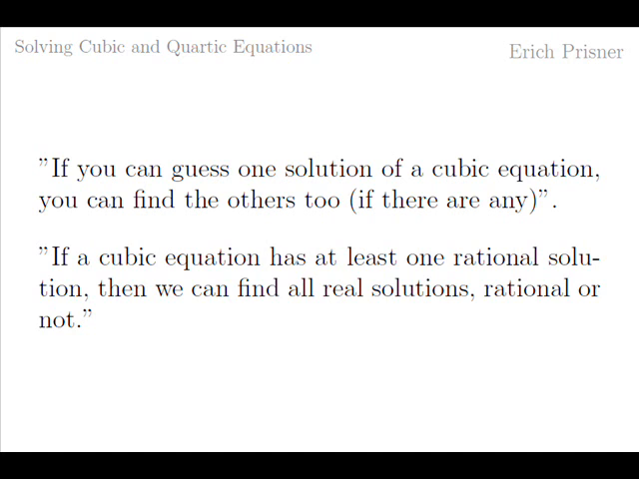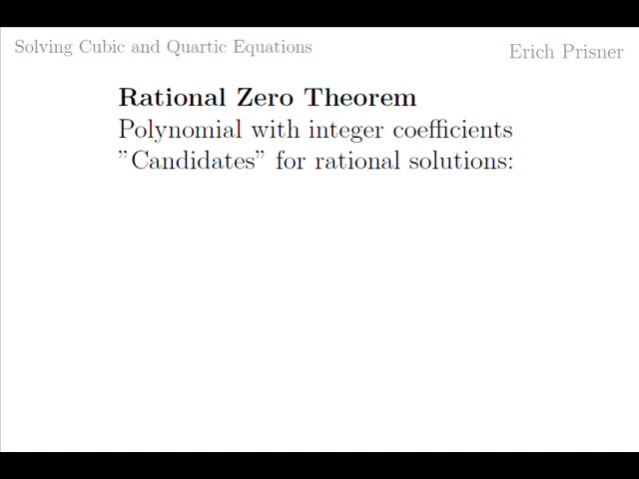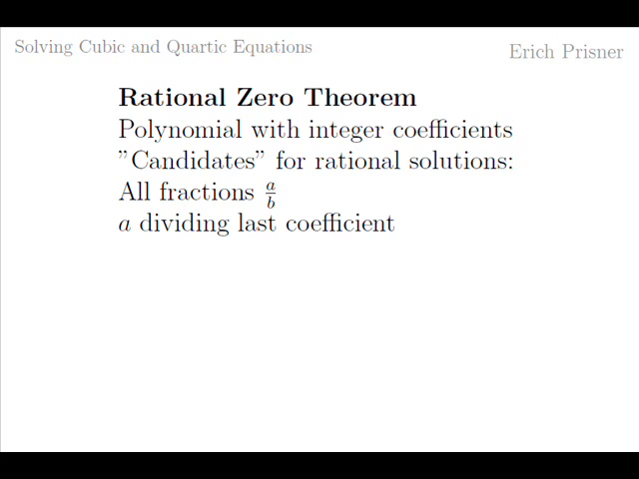What we need first for the educated guessing is a so-called rational zero theorem. It says that if a polynomial equation with integer coefficients has rational solutions, then these rational solutions are among a finite list of candidates. The candidates are all fractions a over b, with a a factor of the last coefficient of the polynomial and b a factor of the first coefficient, provided the terms are ordered from high exponents to low exponents.